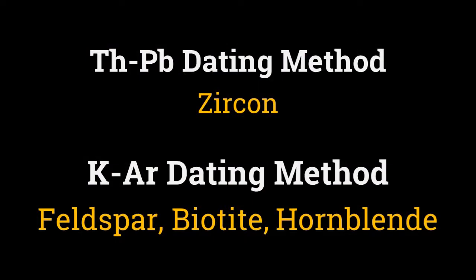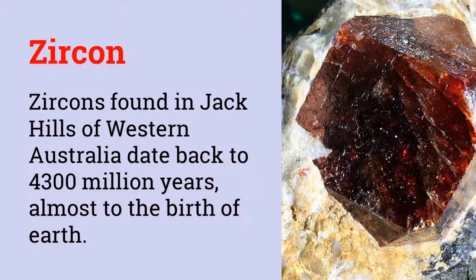When a radioactive mineral is formed, the radiometric clock is started. The amount of decay product can be measured and hence the age of the mineral is obtained. We can date back to almost the birth of the earth, up to 4,300 million years ago, where the age of earth is only 4,500 million years. Such old minerals include zircon found in the Jack Hills of Western Australia. That zircon was dated using the thorium-lead dating method because thorium is present as an impurity in the zircon mineral.